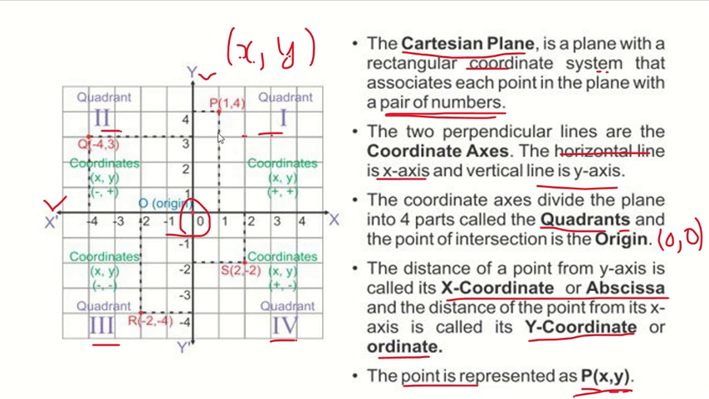In the figure you can see, point P is 1 comma 4. Point Q is minus 4 comma 3. Always you have to start with x; I started with minus 4 and moved till 3. R is minus 2 comma 4, and S is 2 comma minus 2, right? So in the first quadrant, both x and y are positive. In the second quadrant, x is negative, y is positive. In the third quadrant, both are negative. In the fourth quadrant, x is positive and y is negative. So these are the basic terminologies you have to understand for coordinate geometry, right?